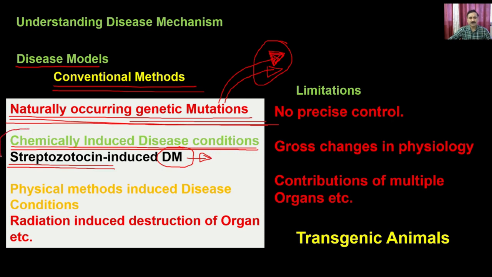But these chemically induced disease models are risky because we know that this particular drug is interfering with insulin metabolism, but it could also be possible that this chemical is interfering somewhere else, and whatever effect you are seeing could be a combination of multiple effects, so we cannot ignore that.